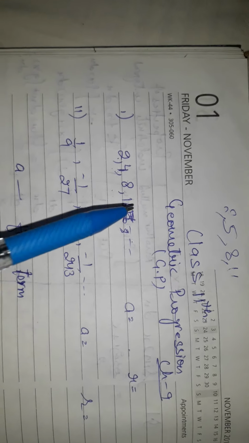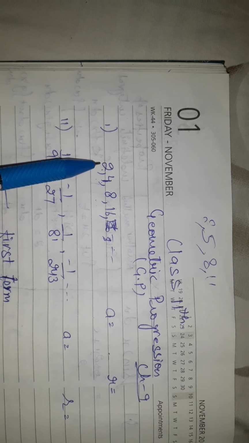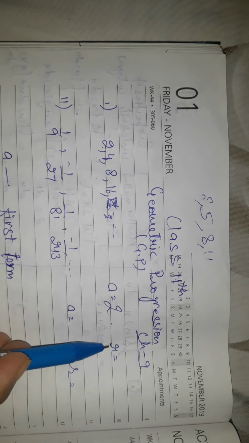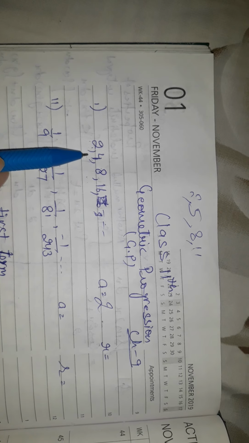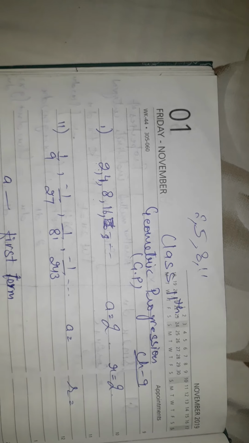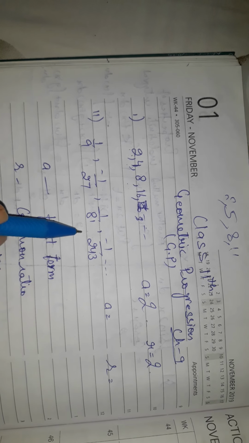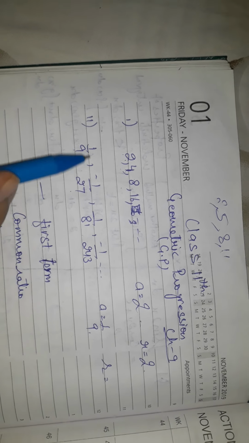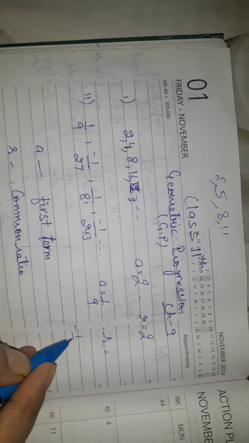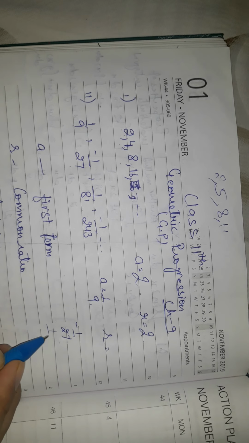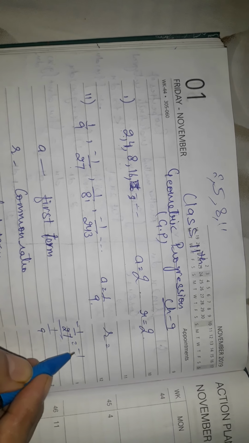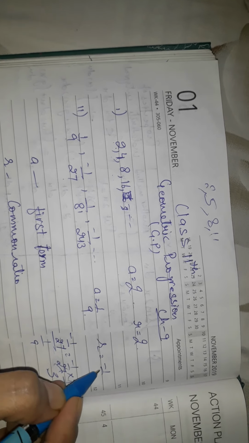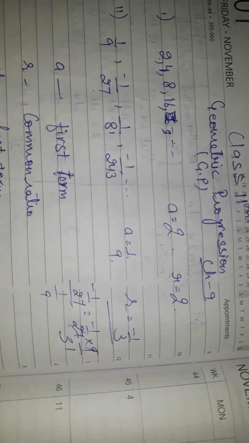So this is what it is. Here also the first term is denoted as A, so it is 2 here, and the common ratio is denoted as R. Common ratio is R, so what is it here? It is 2 here. Similarly, if you see this series, what is A here? 1 by 9, and the common ratio will be what? Second term upon first term, so minus 1 upon 27 upon 1 upon 9. So the upon of 1 upon 9 becomes its reciprocal, it will be 9 upon 1, so it is minus 1 upon 3. Common ratio is minus 1 upon 3.